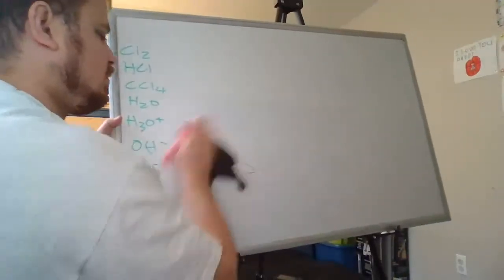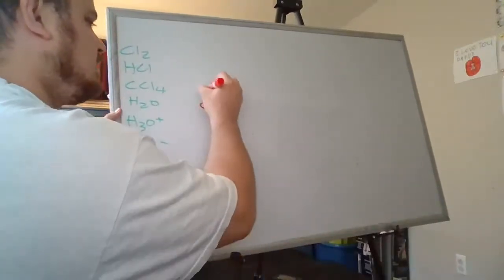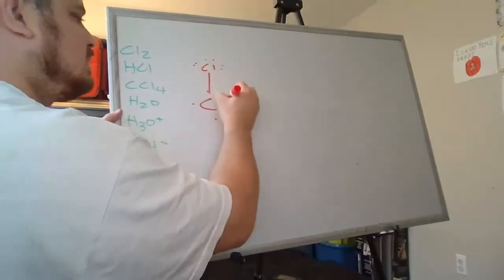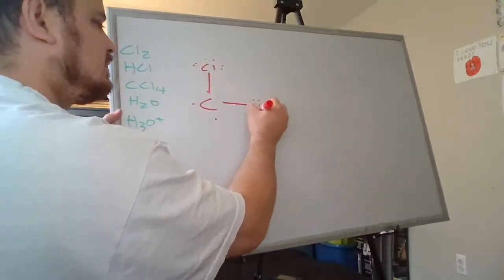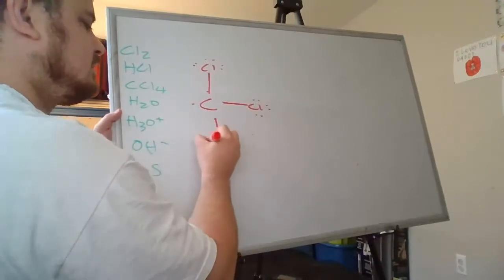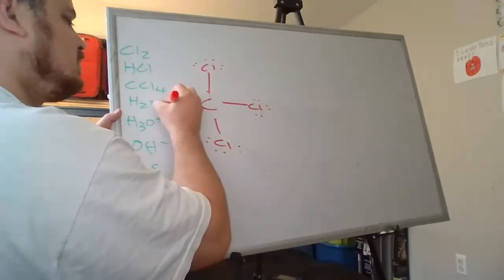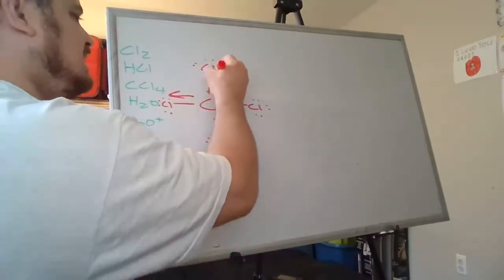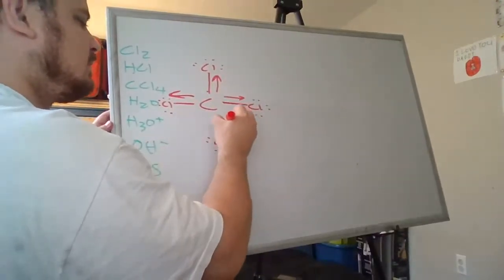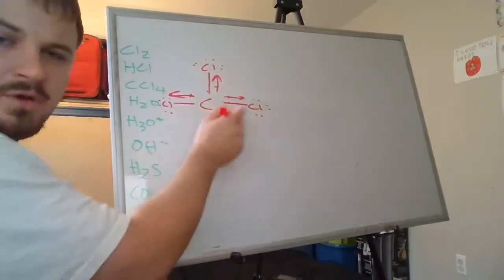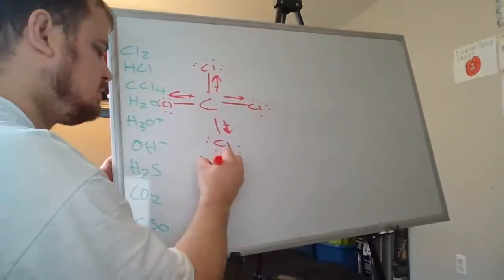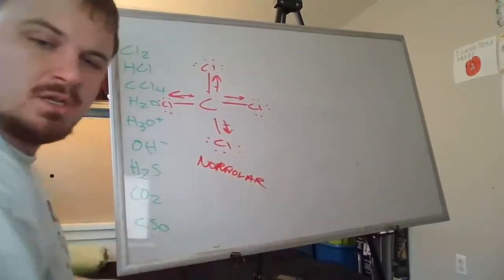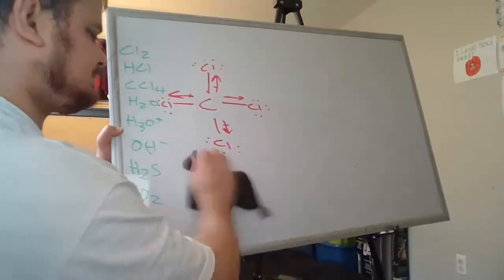Let's do CCl4. We have carbon, and we have chlorine, chlorine, chlorine, and then chlorine. And then what's going to happen is chlorine just keeps beating carbon. And all of those in 4 different directions cancel out, so it's nonpolar. So nonpolar is our answer for that.